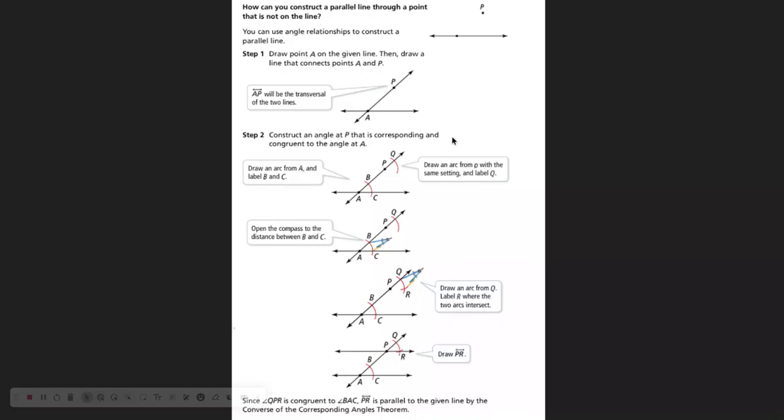So now we're using this logic to actually build lines that are indisputably parallel. That's kind of what we're doing.